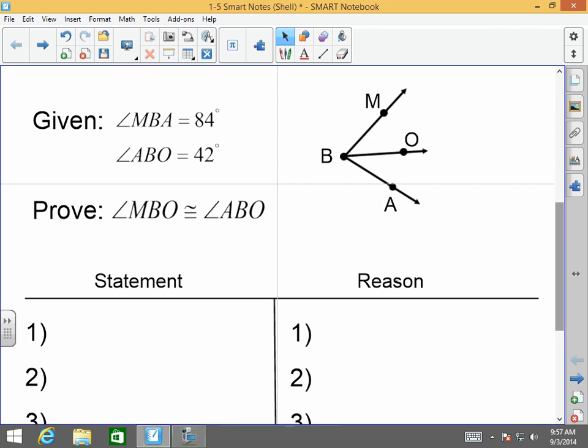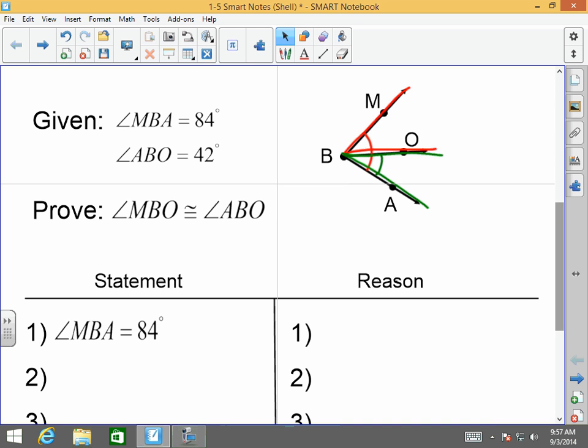Now, here I've got angle MBA. Remember what I talked about yesterday: label, label, label. MBA is 84 degrees, and then ABO is 42 degrees. I want to prove that MBO is congruent to ABO. Well, how am I going to do that? Always use your givens first.